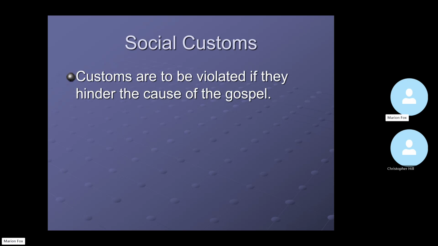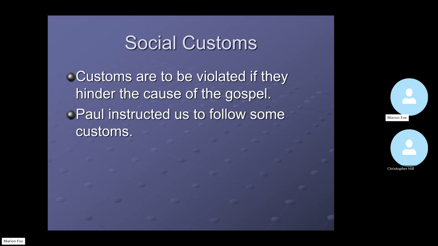So this is our test of neutral customs. If it will help the cause of Christ, let's go ahead and follow it. If it hurts the cause of Christ, we don't do it. And if it's still neutral, we just can do it or not do it. It won't matter.